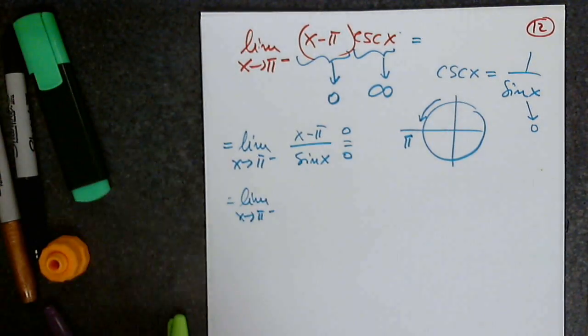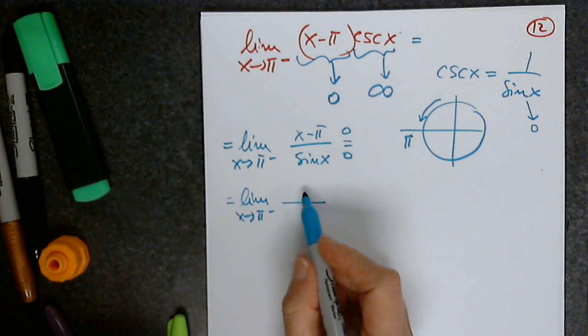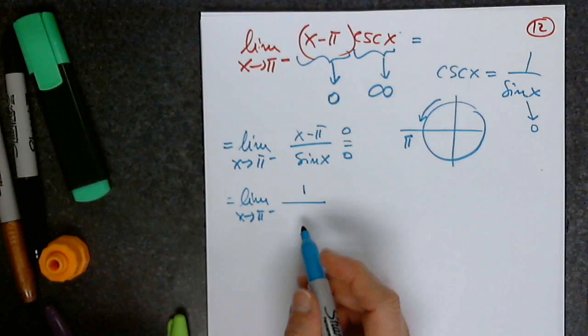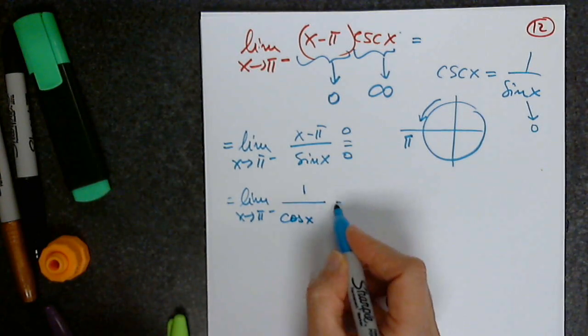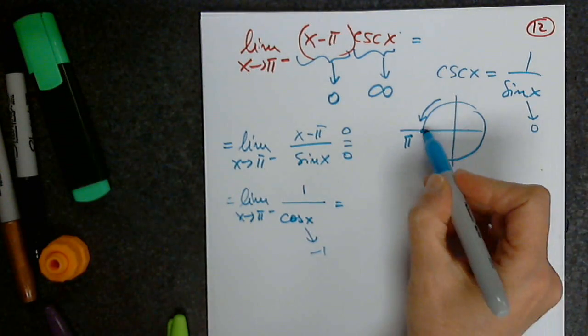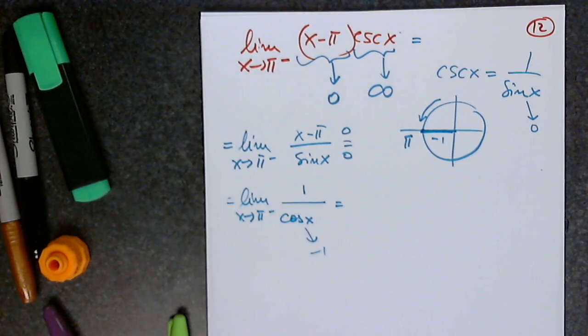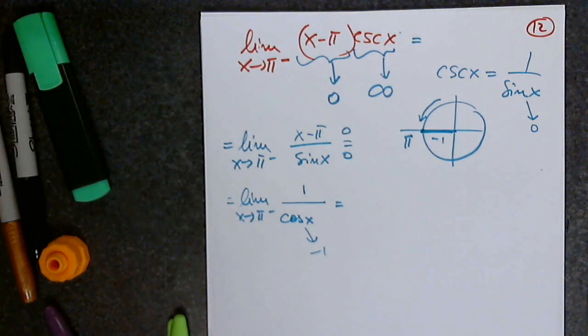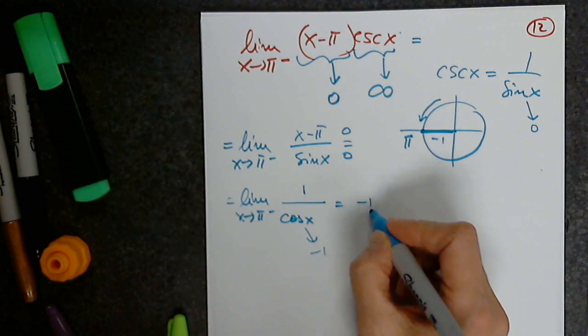So x approaches pi from the left. What is the top? What is the bottom? Cosine. Very good. So now, as x approaches pi with angles smaller than pi, cosine approaches... Cosine is measured on the x-axis. -1, yes. So this approaches -1 right here. This is cosine, -1. So when x approaches pi with angles smaller than pi, cosine approaches -1. So the answer is -1.